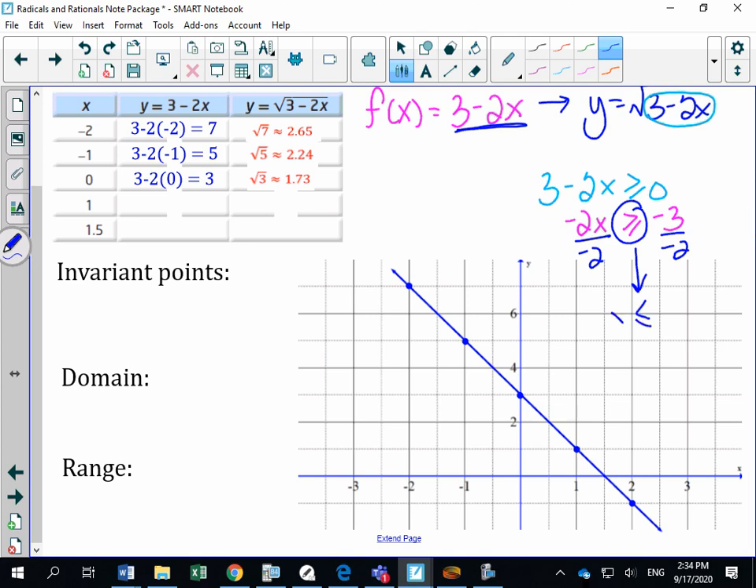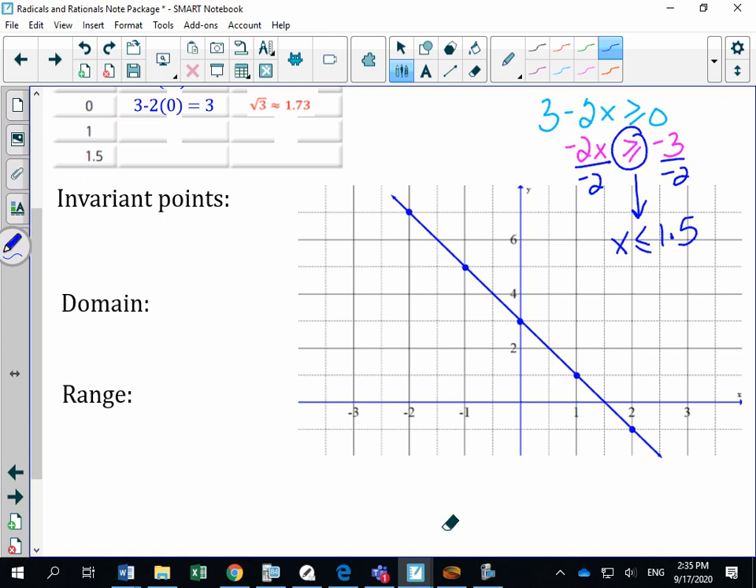So the domain of my radical function is going to be x is less than or equal to 3 over 2, which is the same thing as 1.5. So you'll see that without even graphing this, the domain of my radical function is going to be x is less than or equal to 1.5. That's going to be the domain.